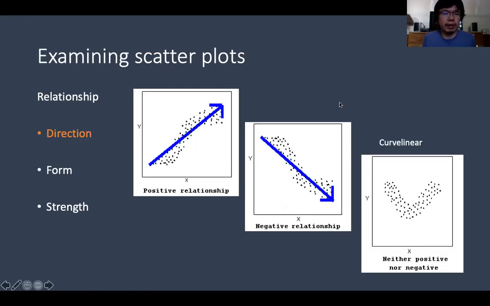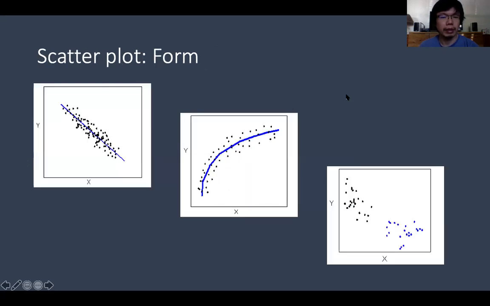There are some things about scatter plots I didn't really get to talk about in the previous lecture. That is, how do we examine scatter plots? First of all, we can look at their relationships in terms of direction, form, or strength. Here you can see that X and Y can have a positive relationship or negative relationship, or neither. In this case, it's more likely to be a curvilinear relationship.